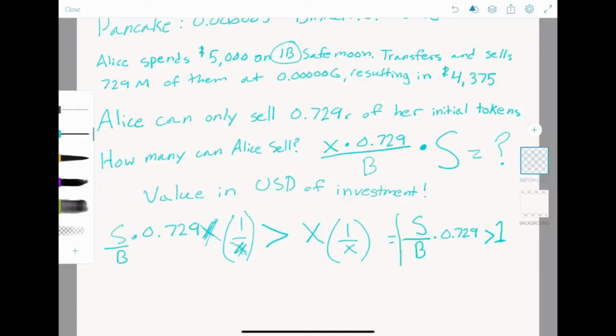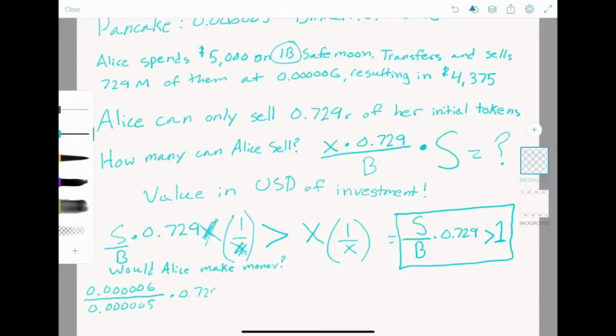Much nicer. We now have a wonderful way of evaluating whether or not the price between exchanges will net you profit with Safemoon. Sale price divided by buy price times 0.729 must be greater than 1. Let's see if Alice, in our example from before, would make any money. By substituting in the values for sale and buy prices, we see that we get an answer of 0.8748, which means Alice would be left with only 87.5% of her investment if she had gone through with that arbitrage trade.